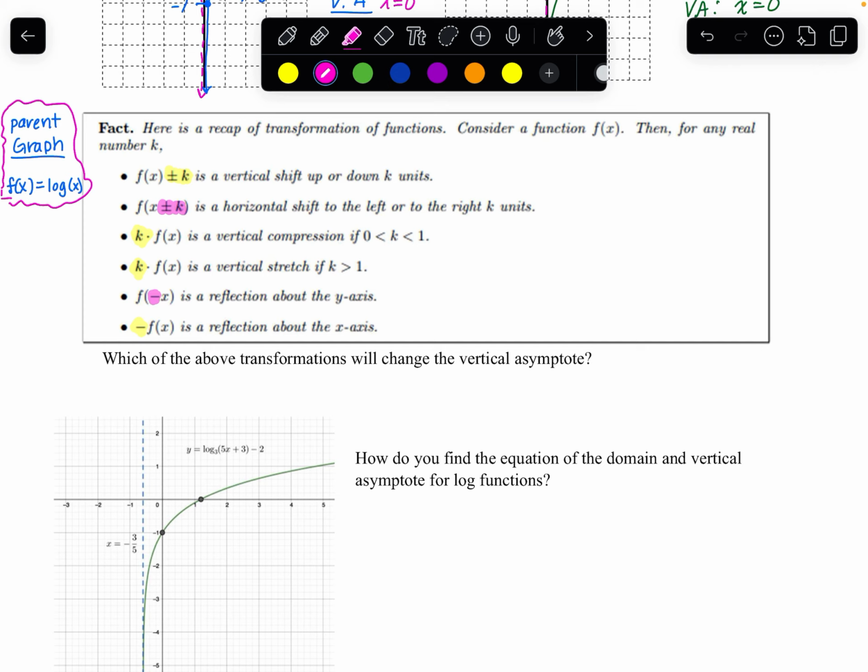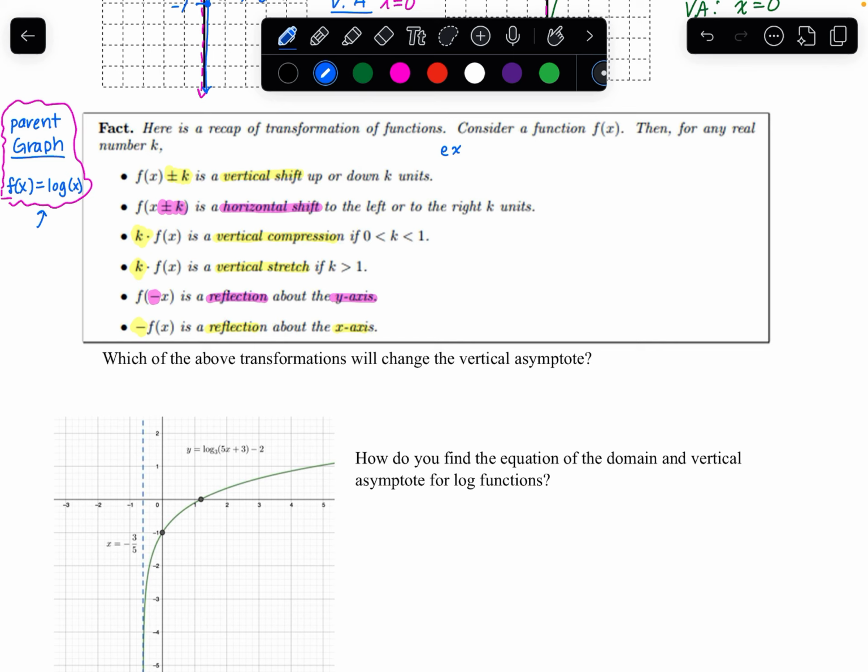Remember, when we were dealing with inside parentheses, we were dealing with horizontal changes, like a horizontal shift or a reflection about the y-axis. For our outside parentheses, we dealt with a vertical shift or compression or a stretch or a reflection about the opposite axes, right? And so some examples of each one of these forms is taking our parent graph.